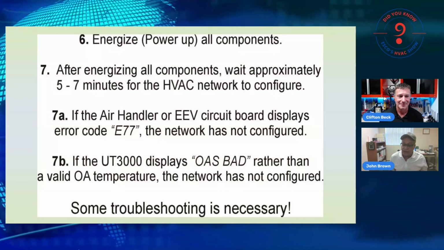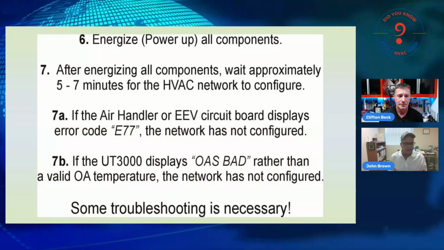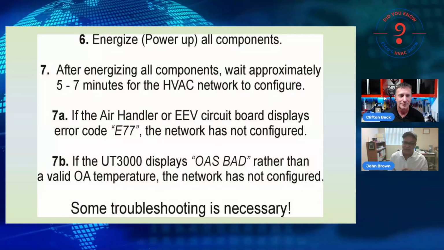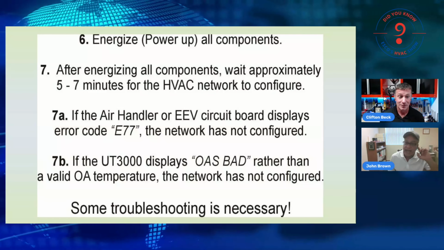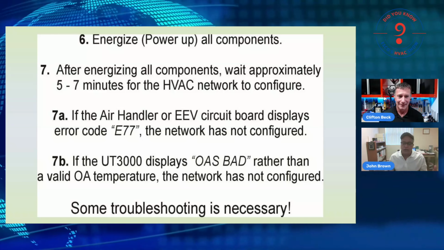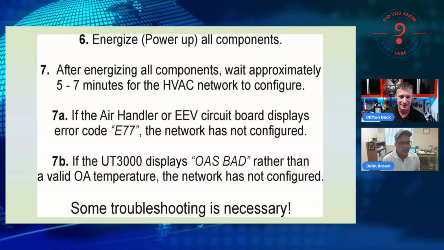If the UT-3000 does not display a valid outdoor temperature, it says the outdoor air sensor is bad. Guess what? The sensor is not bad. It's just not there yet. It can't see the outdoor unit, so some troubleshooting is going to be required. Not much, a little bit.